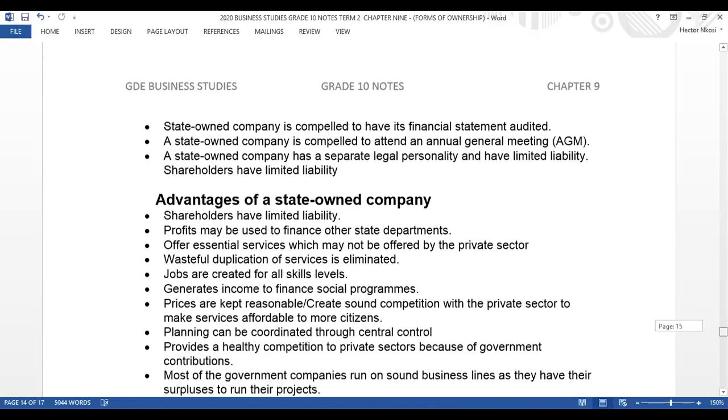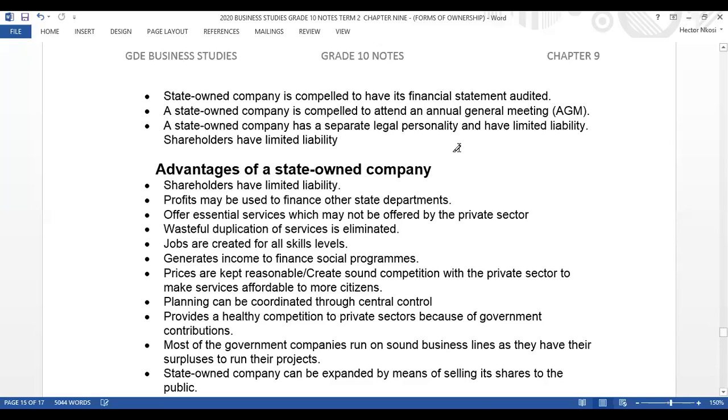Now, let's look at more characteristics of your state-owned company. Another thing you need to know is that your state-owned company is compelled to have its financial statements audited, right? So you have to audit your financial statements under a state-owned company. Very important, financial statements must be audited, right? Also, a state-owned company is compelled to attend its AGM, right? It's a must to attend the AGM.